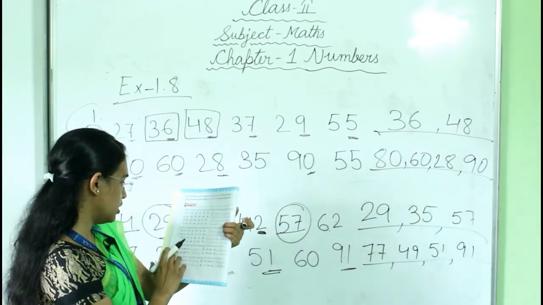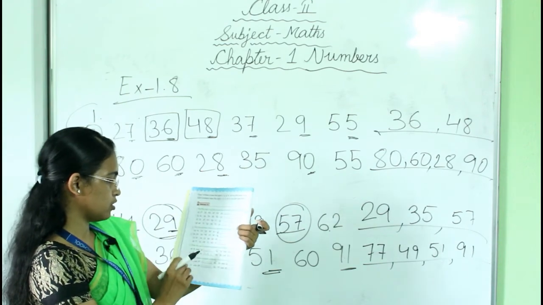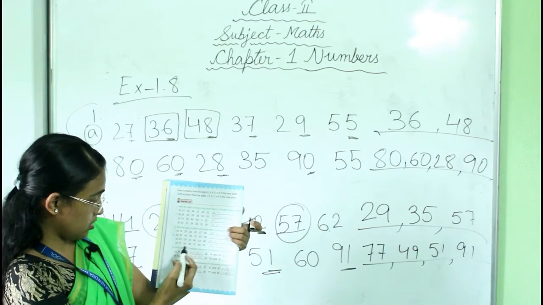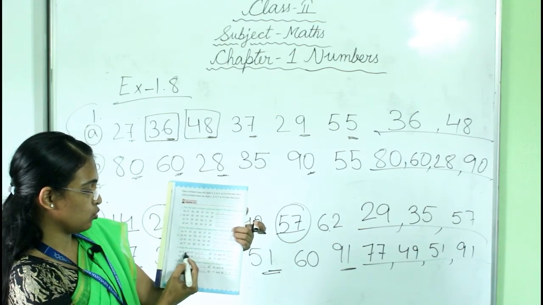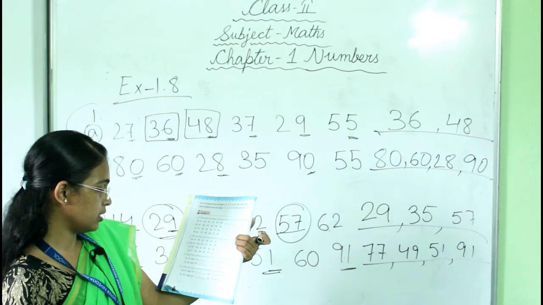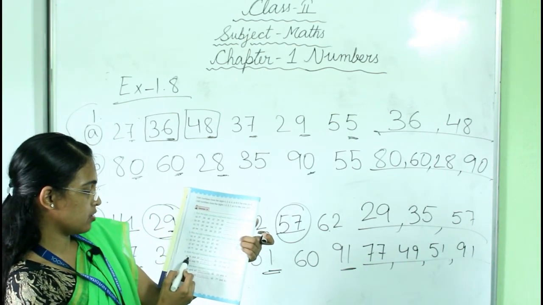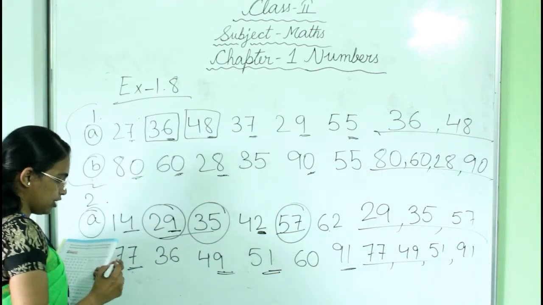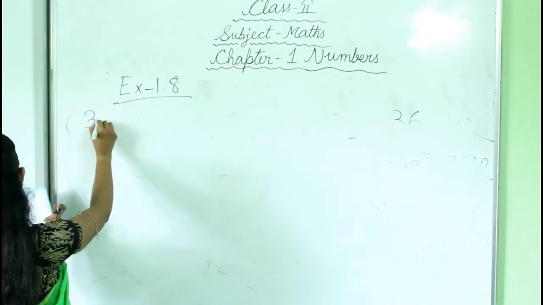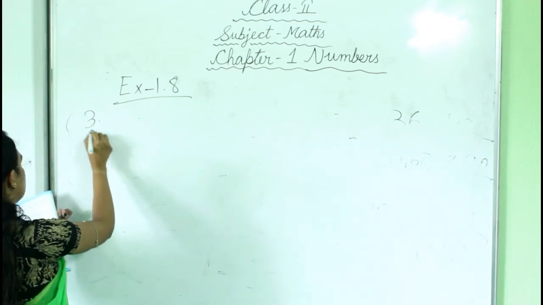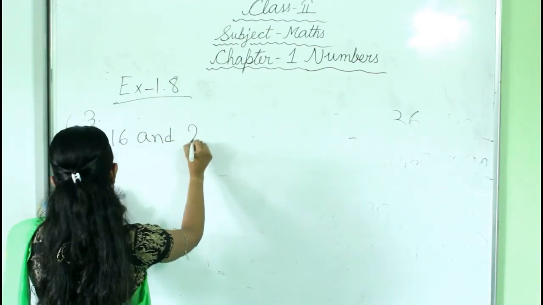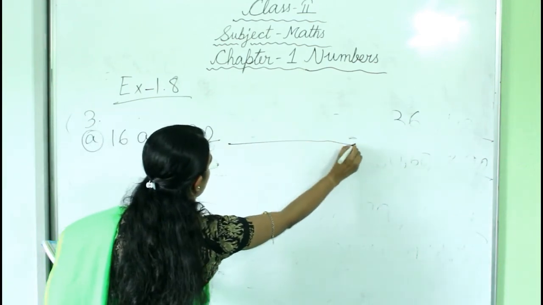Now question number 3. Write the odd numbers between the following numbers. Here in the question A, 16 and 22 is written. We have to find out the odd numbers in between these two numbers. From 16 to 22 we have to find out which numbers? Odd numbers. Question number 3A, 16 and 22.